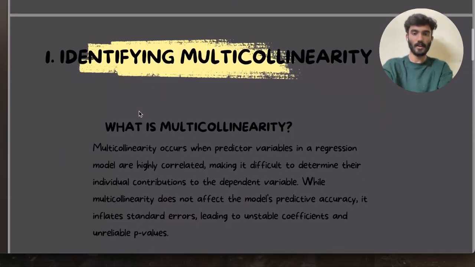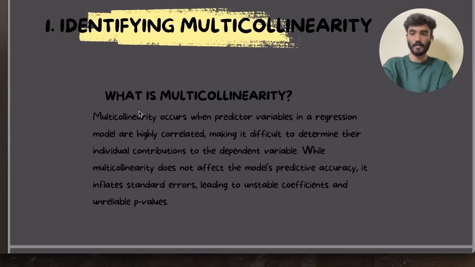Identifying multicollinearity. What is multicollinearity? First, let's look at multicollinearity. Multicollinearity happens when two or more independent variables in a data set are highly correlated. Essentially, these variables provide redundant information, which makes it difficult for regression models to estimate their individual effects accurately.